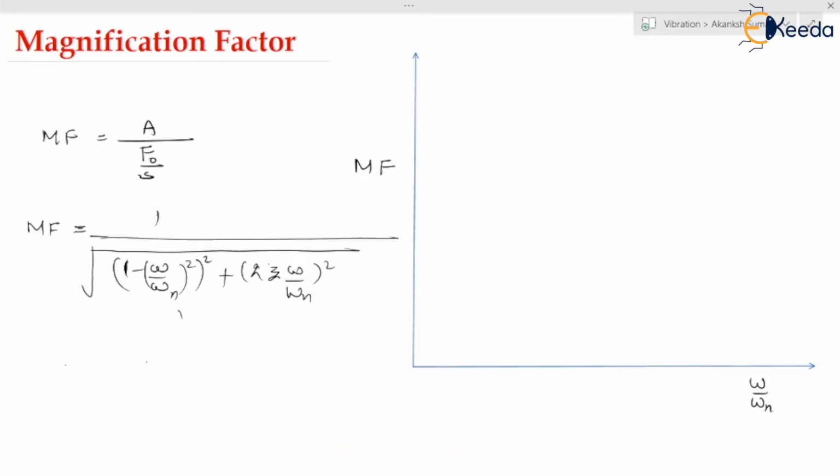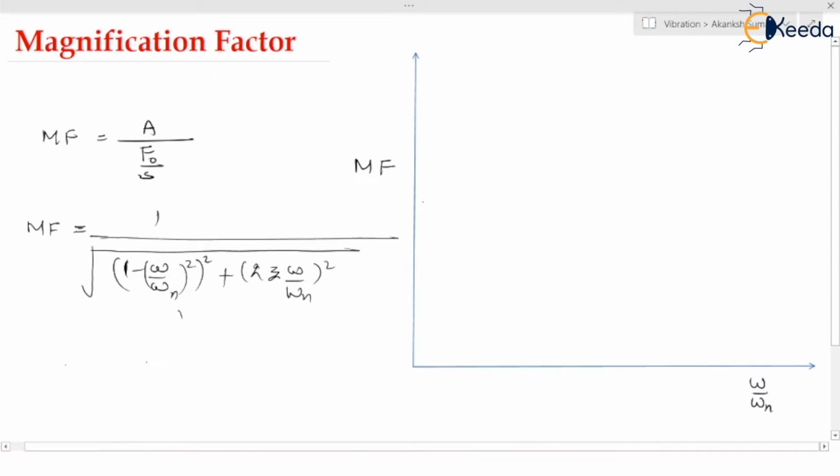when zeta is less than 1, we generally consider under damping. When zeta is greater than 1, there is no vibration, so we are not going to represent it. Okay. So that's why there are three cases basically: zeta less than 1, greater than 1, and equal to 1.